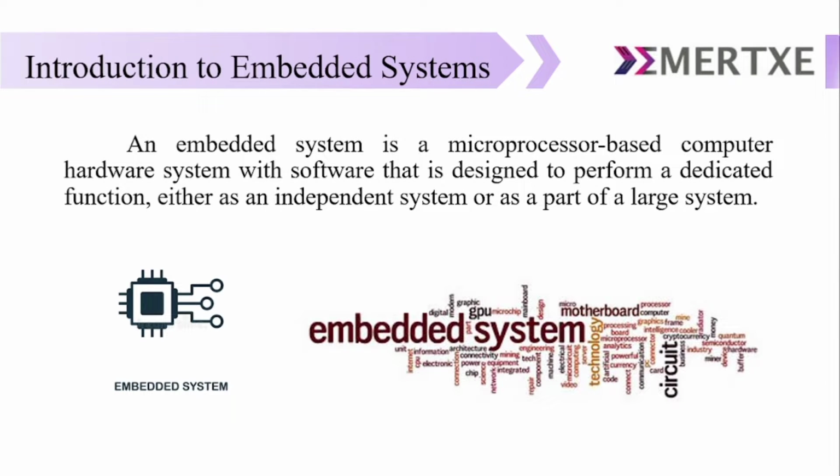Next, we will know about embedded system. Introduction to embedded system: an embedded system is a microprocessor based computer hardware system with software that is designed to perform a dedicated function, either as an independent system or as a part of a larger system.